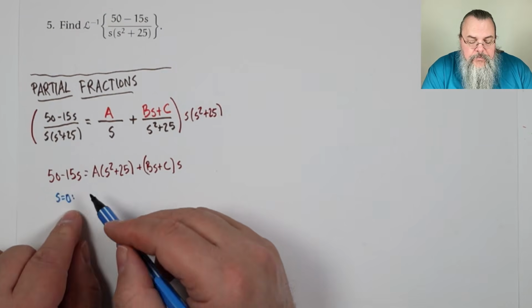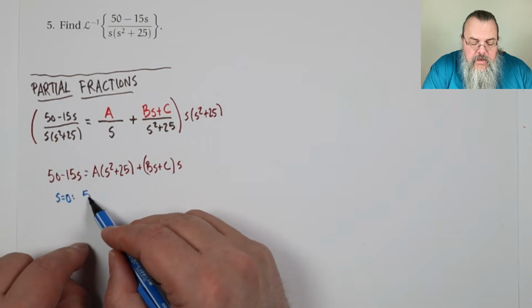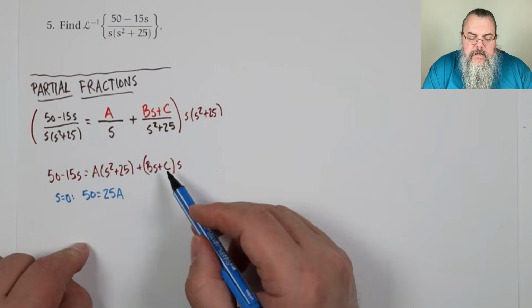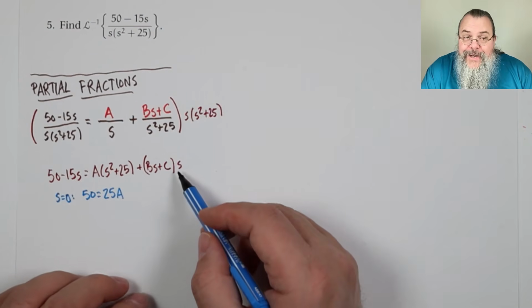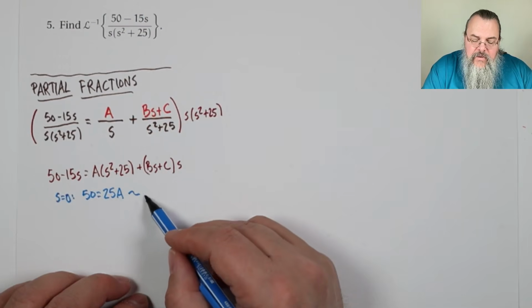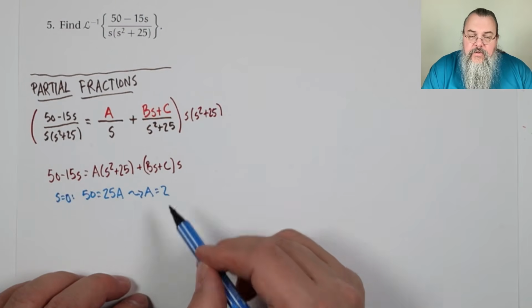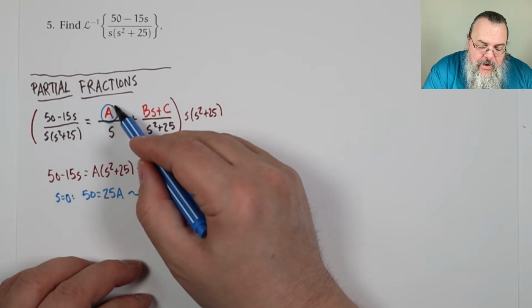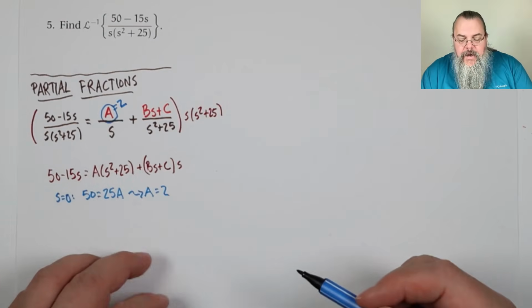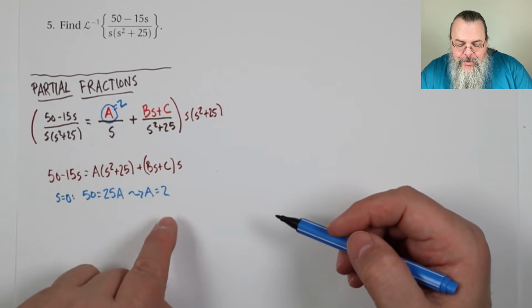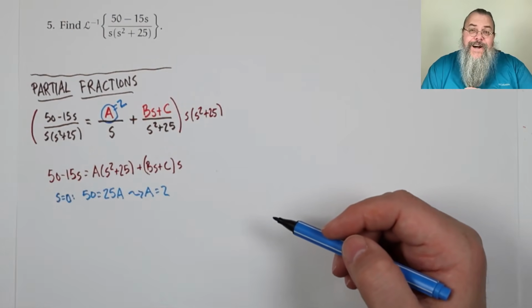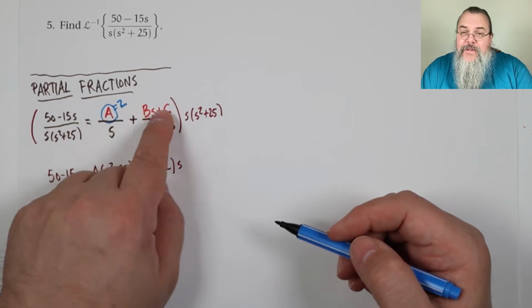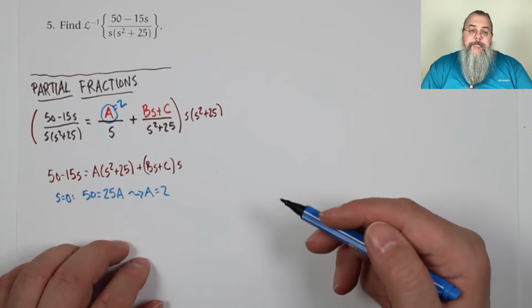I plug in 0. 50 minus 0, that's 50. We'll get a times 0 plus 25, so 25a. And then we'll get bs plus c, all of that times 0, that's all gone. So now we know, aha, a equals 2. Cool. So that part is 2. And by the way, make sure you know which thing goes with which number. I have seen too many students correctly solve for these coefficients, but then not put them back in the right place. All right, so we know a.